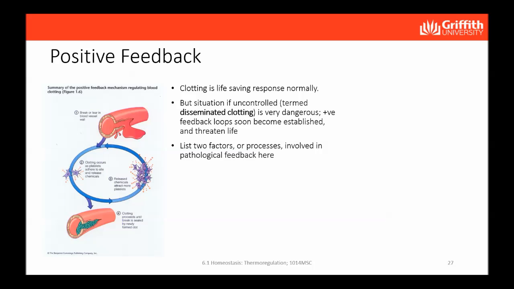Blood clotting is a typical response that is generated whenever there is a cut or an injury to the vessel wall. Clotting under normal circumstances is a life-saving response. Once a vessel has been damaged, blood elements called platelets immediately start to cling to the injured site and release chemicals that attract more platelets. This rapidly growing pile of platelets forms a blood clot at the site of the injury and prevents blood loss. Under abnormal conditions, uncontrolled, disseminated intravascular clotting is very dangerous, and the positive feedback loop soon becomes established and may become life-threatening by blocking some of the major blood vessels in the heart, leading to a heart attack.